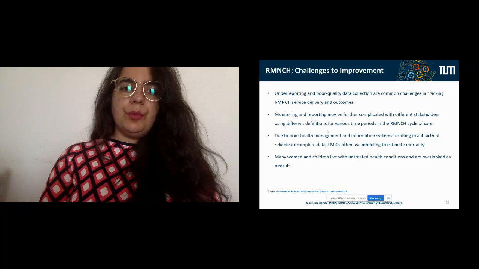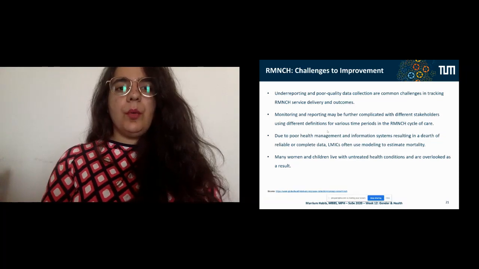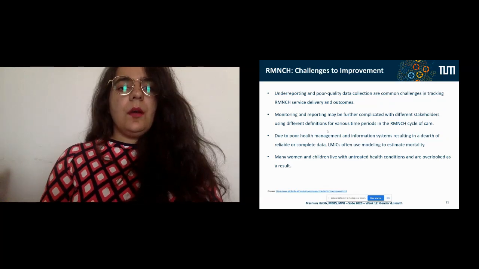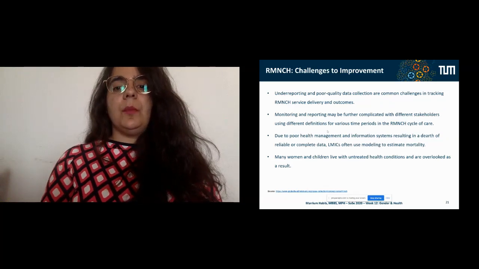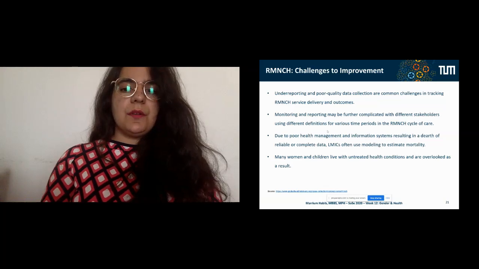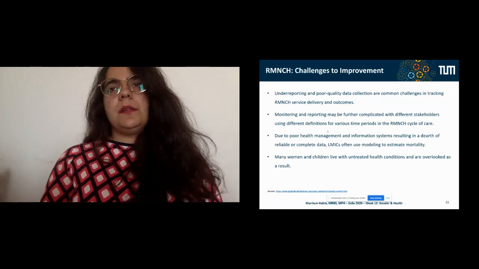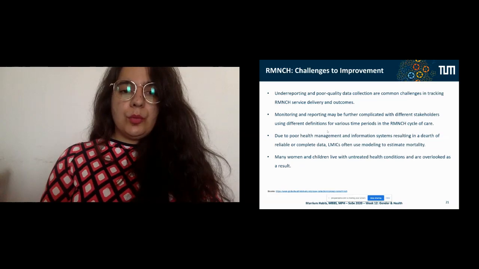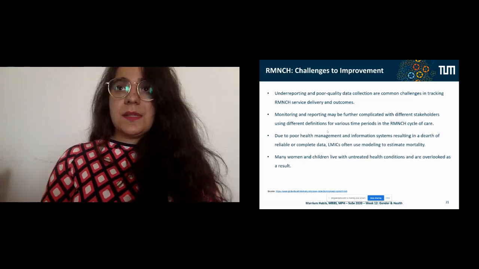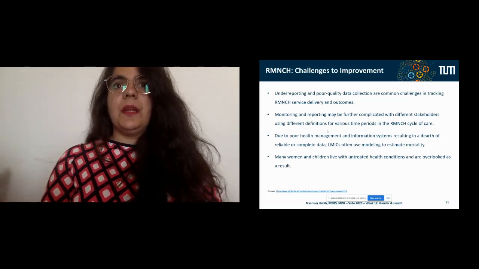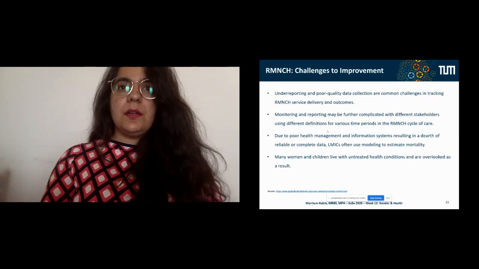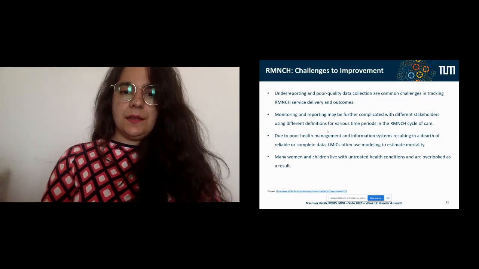There are challenges to improving RMNCH. There's underreporting and poor quality of data collection, which is a big problem, especially in LMIC contexts, which severely affects tracking RMNCH service delivery and outcomes. Monitoring and reporting may further be complicated by different stakeholders who use different definitions for various time periods in the cycle of care. Due to poor health management and information systems and lack of centralized and digital health systems, there's a dearth of reliable and complete data.